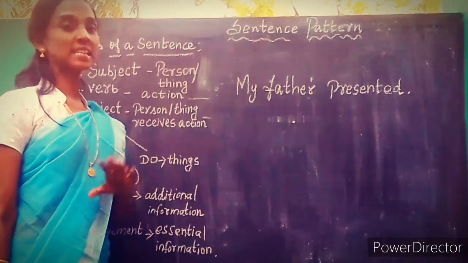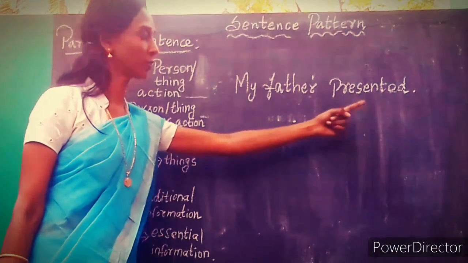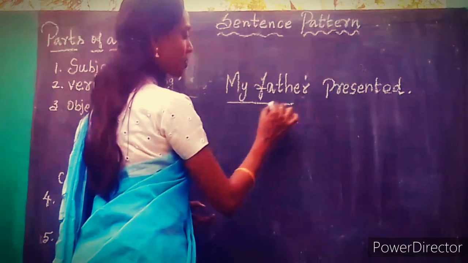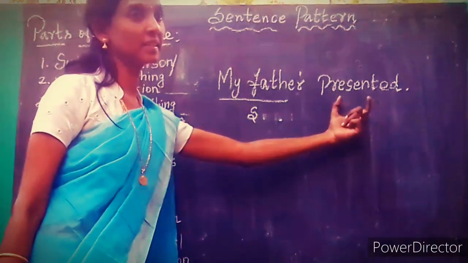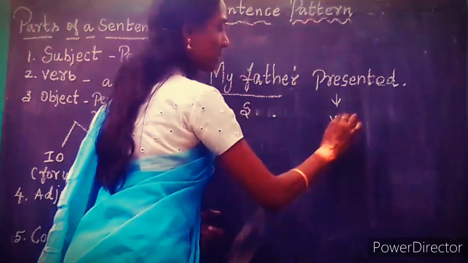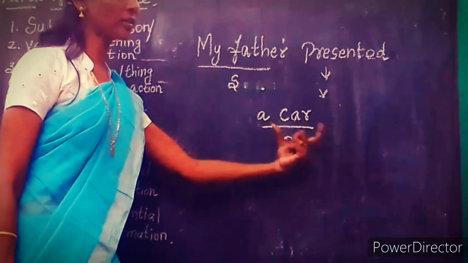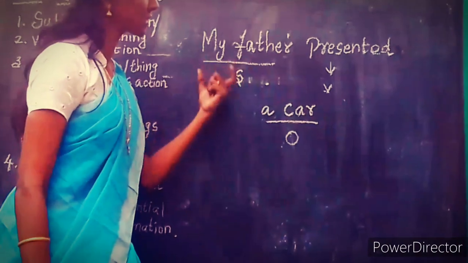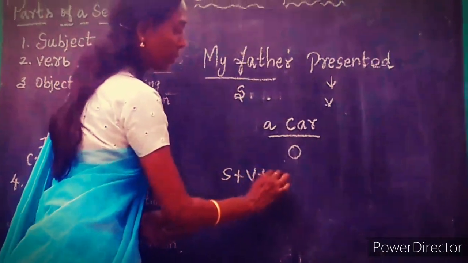Right. See this example. My father presented. My father is subject. My father presented, it is an action. It is verb. So now see here, a car. A car refers to an object. So my father presented a car: subject, verb, object.